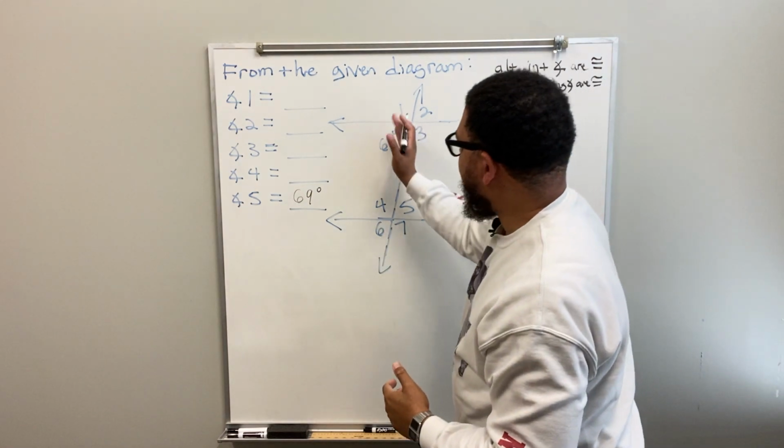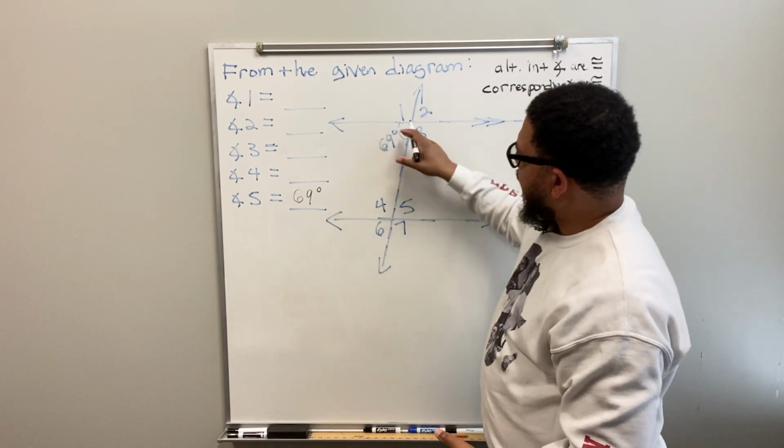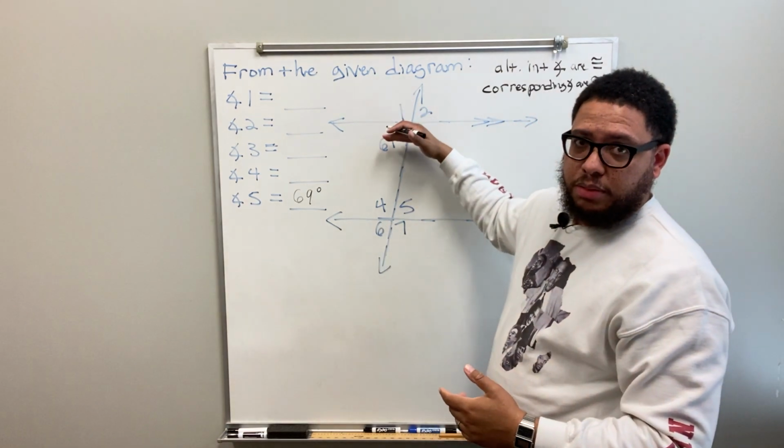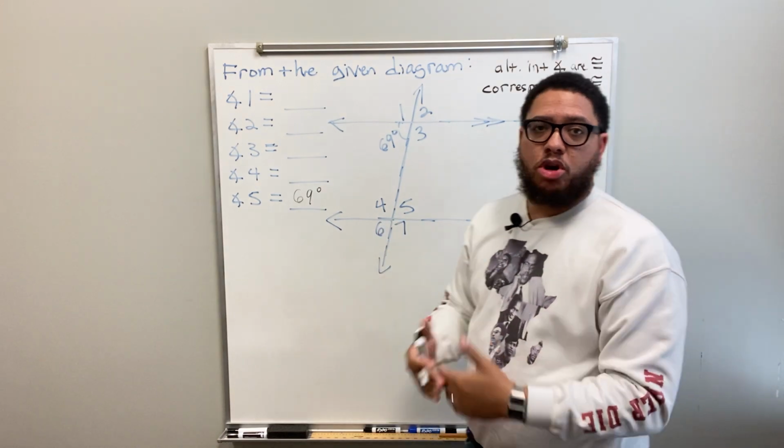So they're corresponding because they're on the same side of the transversal. They're both on the left side. And just like this one is underneath this parallel line, this one is underneath that parallel line. So that makes them corresponding angles.